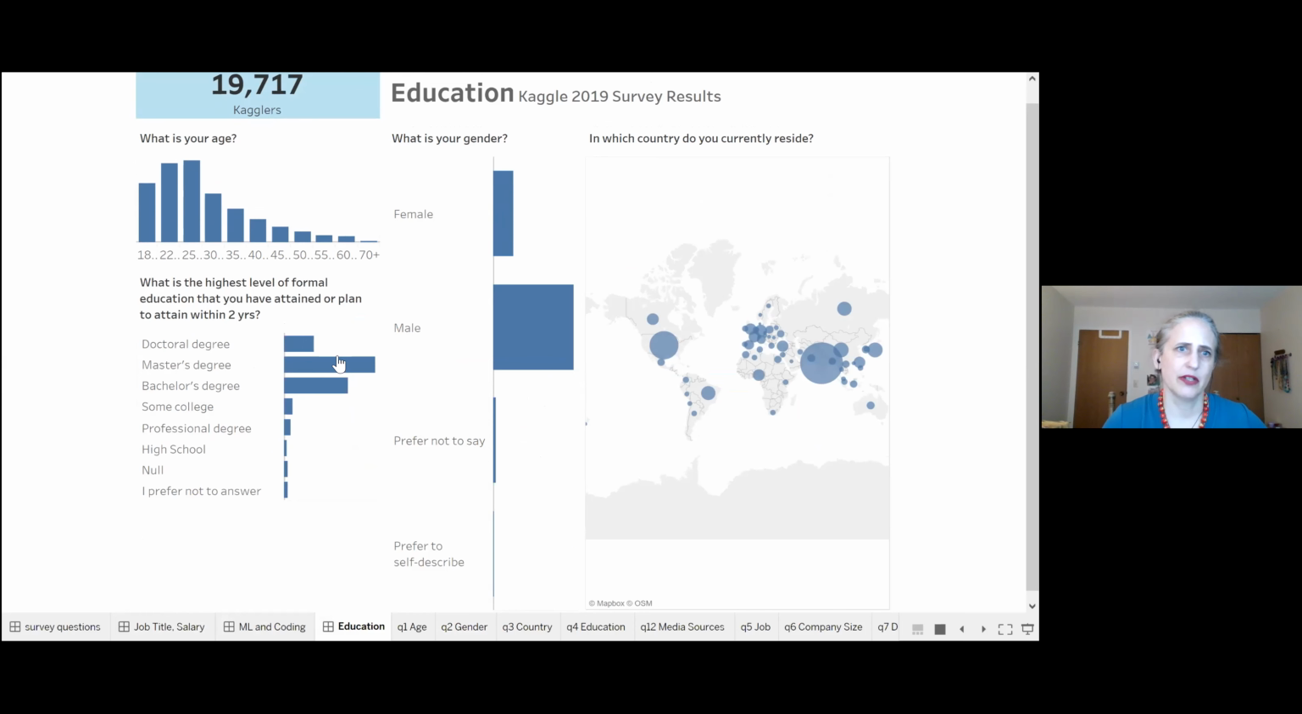Education. So most Kagglers have master's or higher degrees. This is true across all countries. The thing is that this question did not distinguish between has that degree or plans to complete that degree within the next 2 years. So this also includes the current students who are en route to get their PhD, their master's, and their bachelor's.